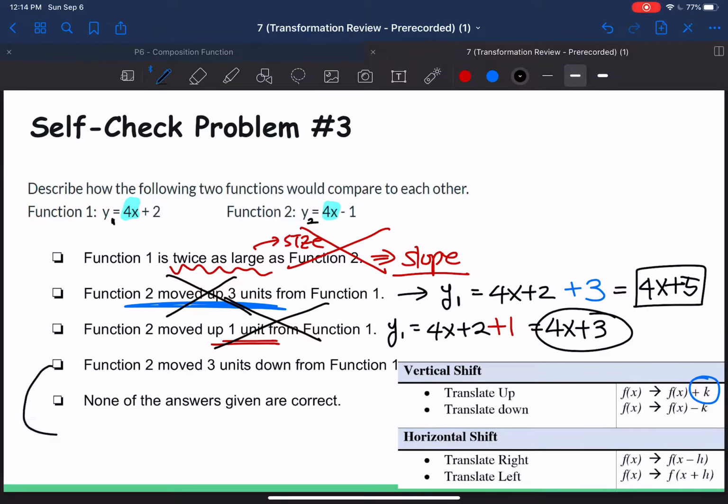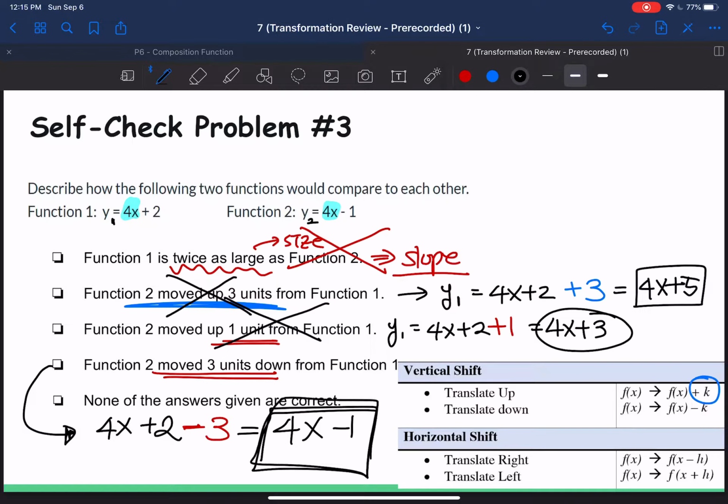So let's do our last choice. Function 2 moved 3 units down from function 1. My function 1 was 4x plus 2. If I move 3 units down, I have to subtract 3. Let's simplify. I get 4x minus 1. Finally, this one is the same as my function 2. So yep, that's our answer.